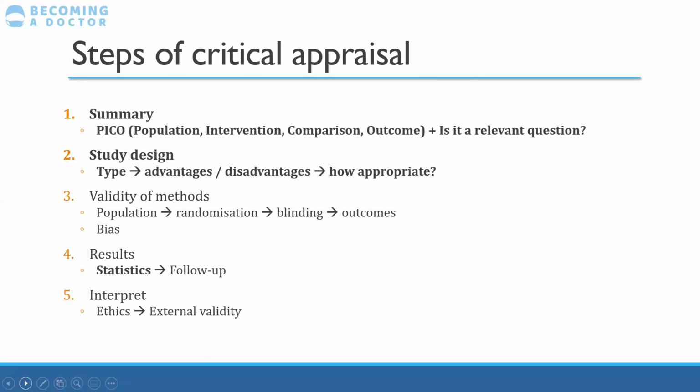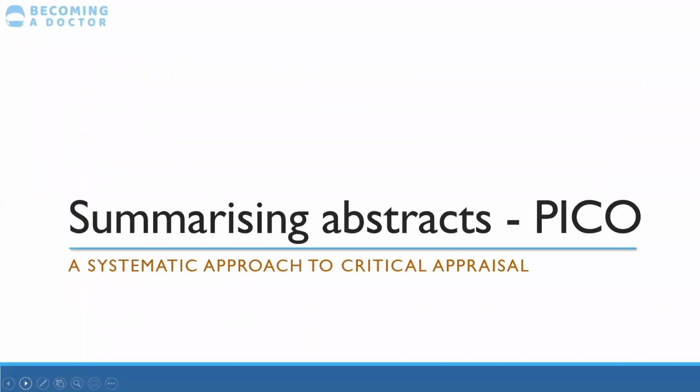So there are many steps to critical appraisal that you need to think about. But today I'm going to be going through summarizing a paper, study design, and we'll briefly touch on statistics at the end. There are other points to the critical appraisal that are useful to bring in, but in the interest of focusing on research, study designs and summarizing, I'm just going to be focusing on these today.